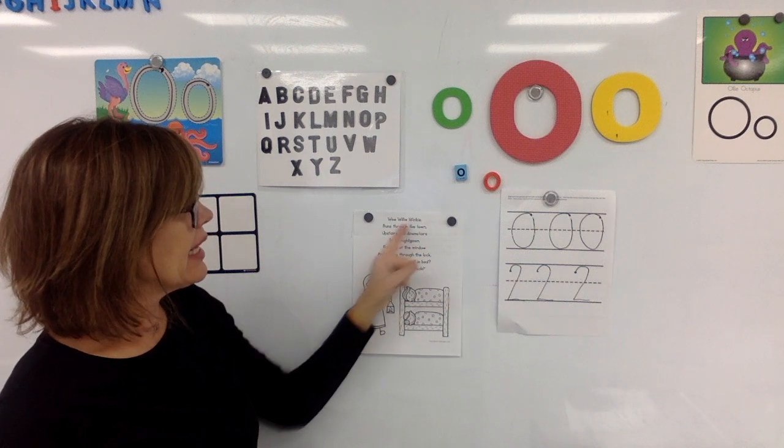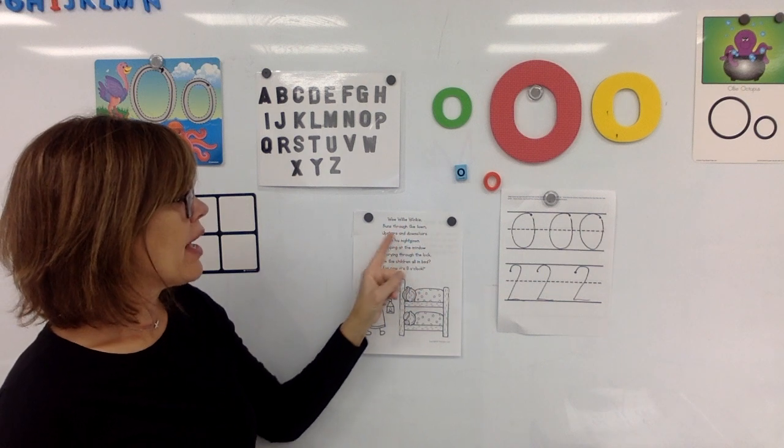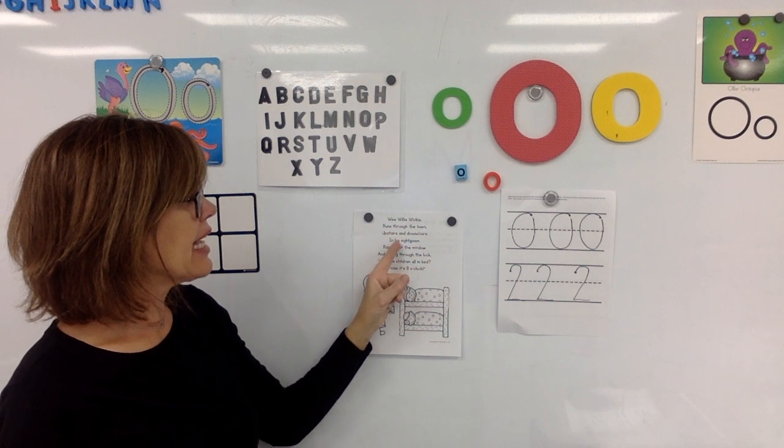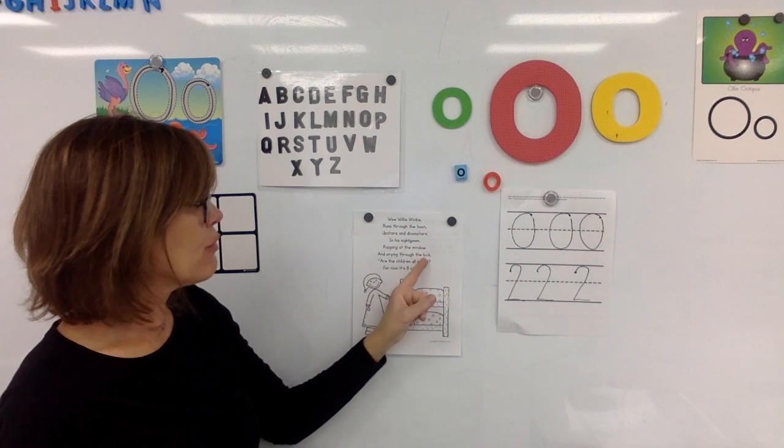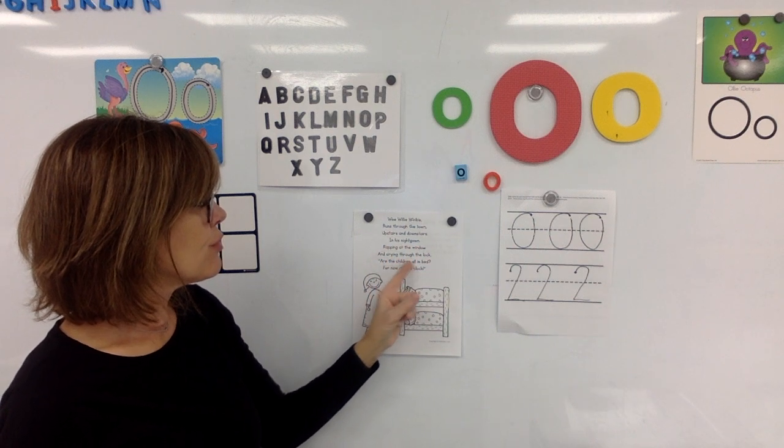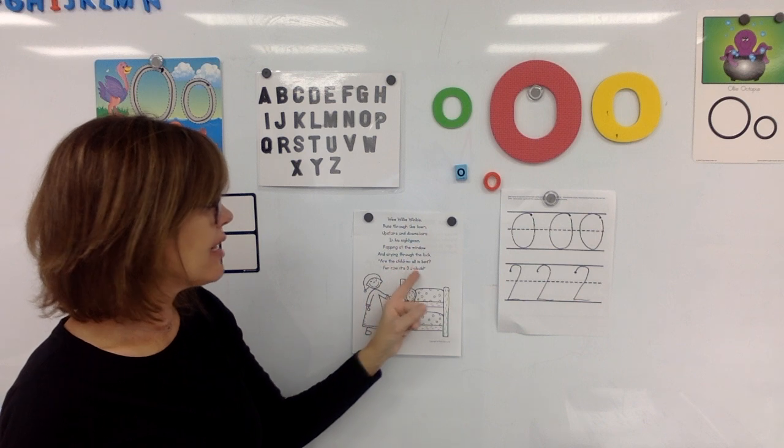Wee Willie Winkie. Wee Willie Winkie runs through the town, upstairs and downstairs in his nightgown. Rapping at the window and crying through the lock, are the children all in bed? For now it's 8 o'clock.